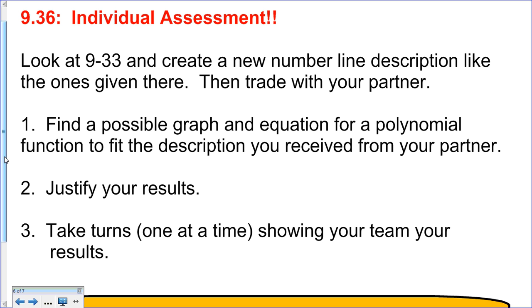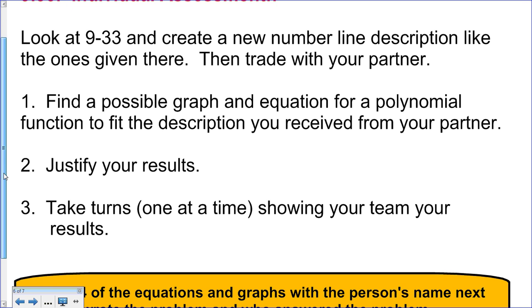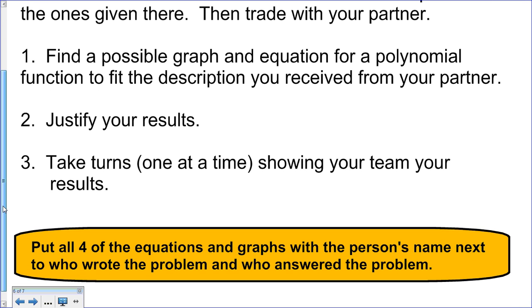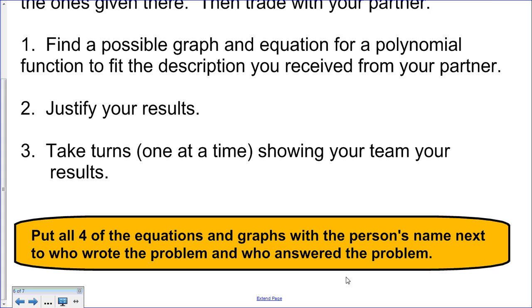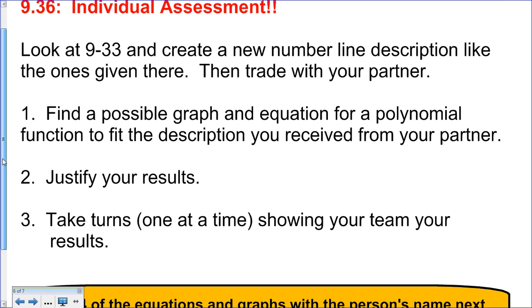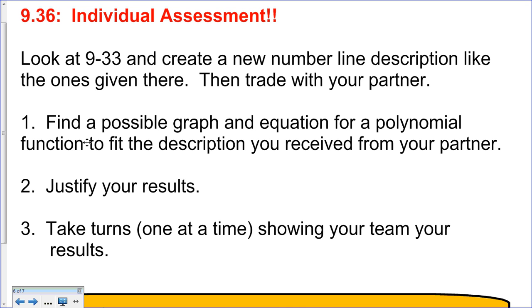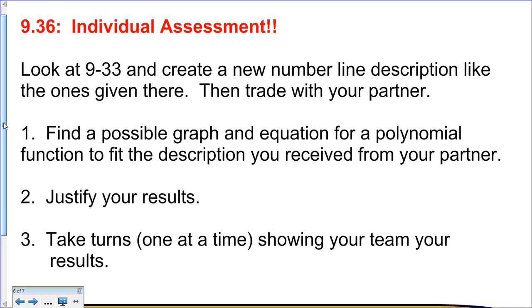Now each person is going to do this, so you'll each be graded individually, and this will be an individual assessment grade, so like a test grade out of 4 points. So put all 4 of the equations with your individual name on it, and then make sure that the name of the person who wrote the problem and the name of the person who answered the problem are both on each sheet of paper. And I want you to turn these into your folder. So problem 9.36 gets turned into your folder with your names on it, and there should be one for everybody in there. And then all of your teamwork should be stapled together.